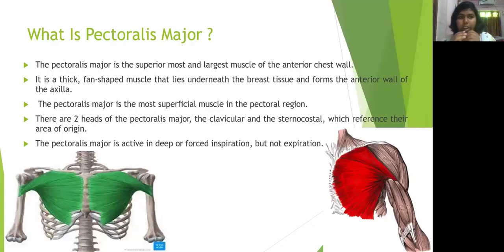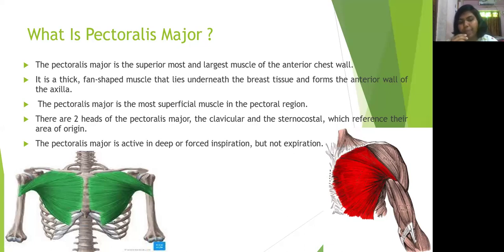Now let us look at what the pectoralis major is. The pectoralis major is the superior most and largest muscle of the anterior chest wall. It is a thick fan-shaped muscle that lies underneath the breast tissue and forms the anterior wall of the axilla. Pectoralis major is the most superficial muscle in the pectoral region.